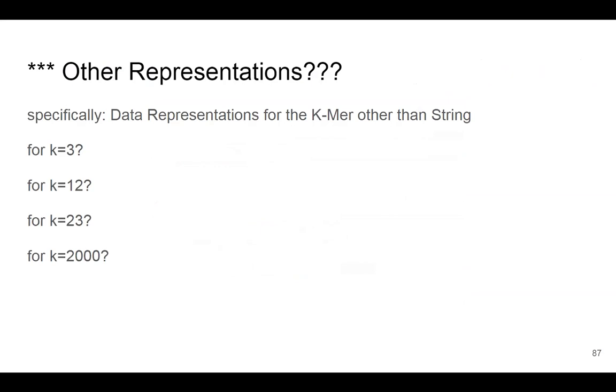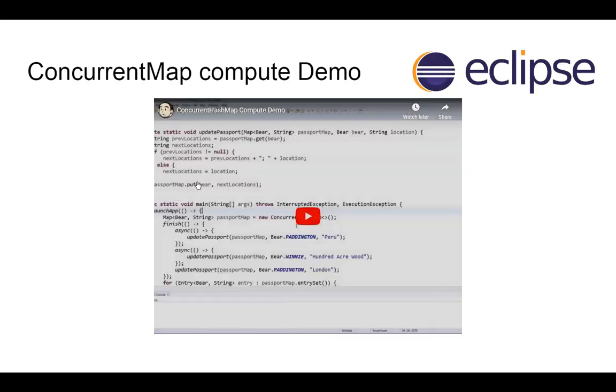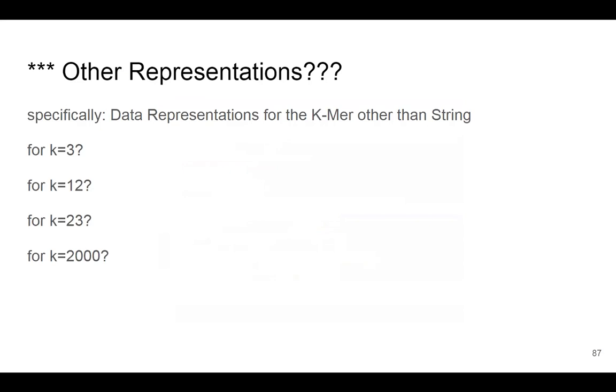So let's talk about what are some other representations that you could store it. This is keeping a string for every k-mer. That's using up a lot of memory. It can be optimized a little better. So I want everyone to think about what are the different data representations that you could use if, say, you were counting the 3-mers, or the 12-mers, or the 23-mers, or the 2000-mers. If everyone can just pause the video and think about what your answers are to those questions.